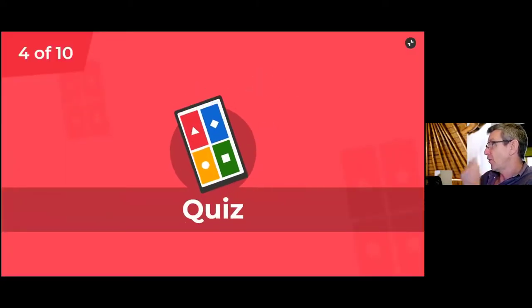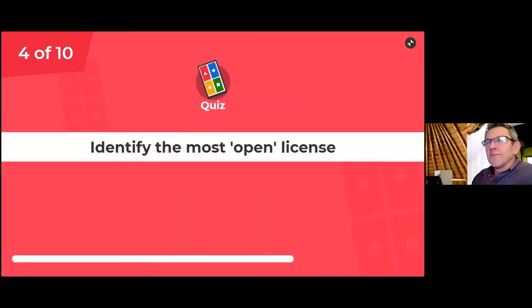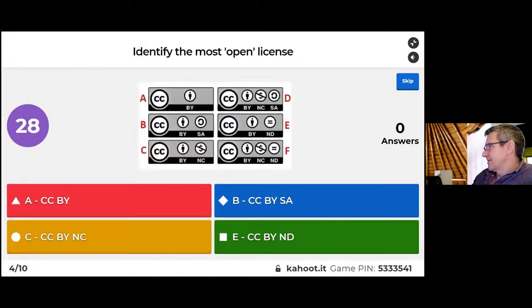Good. Number 4, which is the most open of these licenses? Okay, so there's 6 of them there with letters A, B, C, D, E, and F. When we talk of openness, which is the most open, the least restrictive? All right, is it A, B, C, or E? Choose the right color.